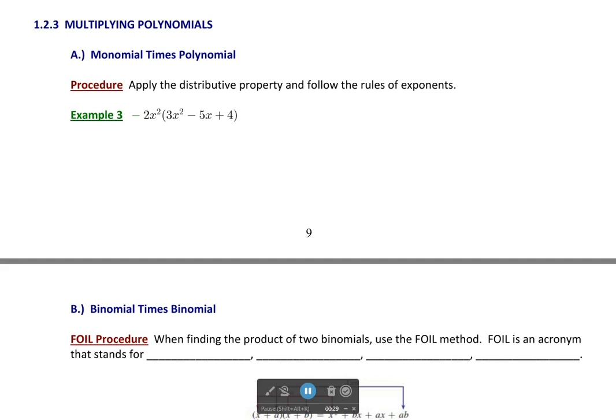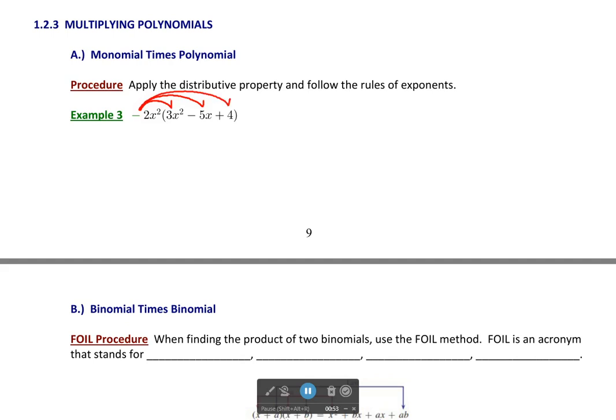a monomial, one term, times a polynomial, several terms. Apply the distributive property and follow the rules of exponents. So we have the monomial, negative 2x squared, times the polynomial, or trinomial, 3x squared minus 5x plus 4. To execute this multiplication, we're going to distribute that monomial to all 3 terms of the trinomial.